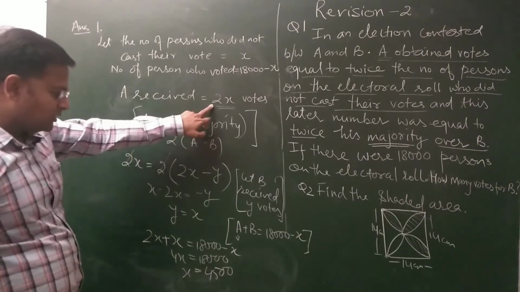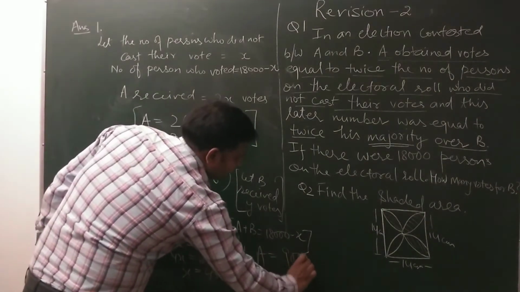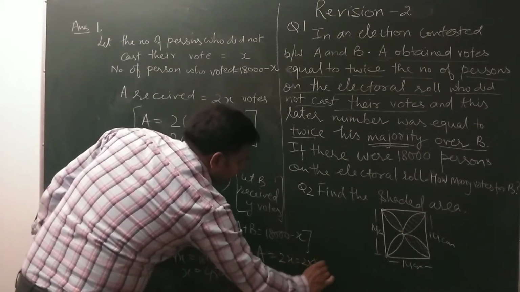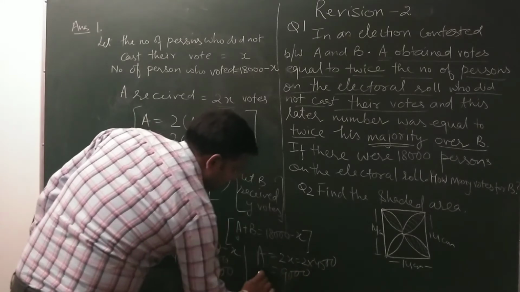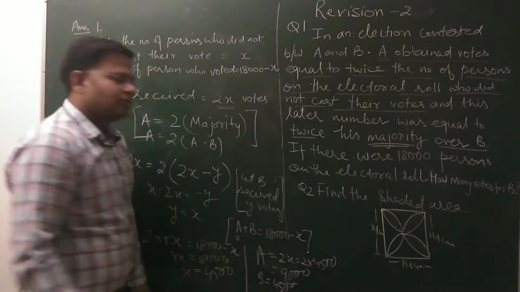So after getting this value of x, now you know how many votes A must have received. This is 9,000. So A must have received 9,000, because this is 2 into x. 2 into x means 2 into 4,500. So this is 9,000, and B must have received 4,500 votes.